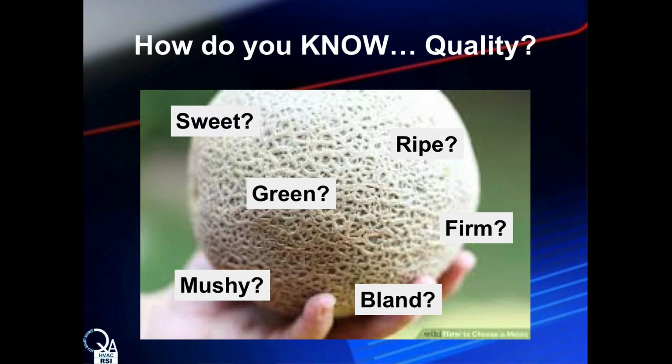Is it like guessing that you bought a ripe melon at the grocery store? I still don't know how to do that. Is this melon green, or is it ripe? Is it mushy, or is it firm? Or is it bland, or is it sweet?